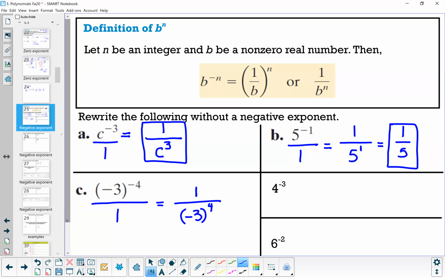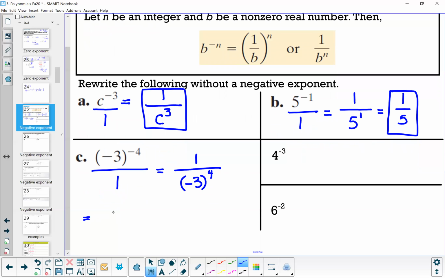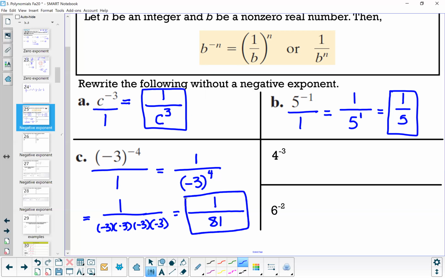Okay. Now, if you want to evaluate this further, you can. Remember, this means 1 over, then we have -3 times -3 times -3 times -3. All right. So that's going to be 1 over, and if you want to do this in your head, you have 3, 9, 27, 81. And that's positive since we have a product of 4 negatives. Notice how the exponent changes sign, but the base of -3 does not. It has nothing to do with the base, only the exponent.